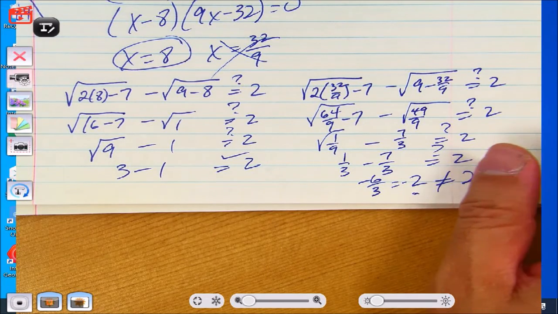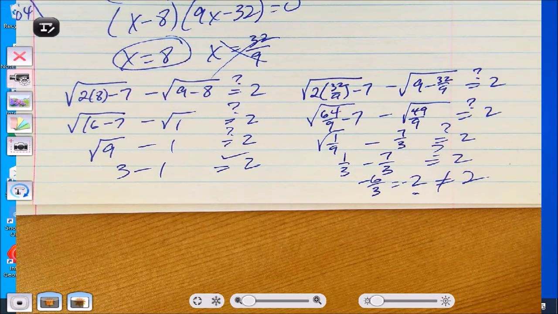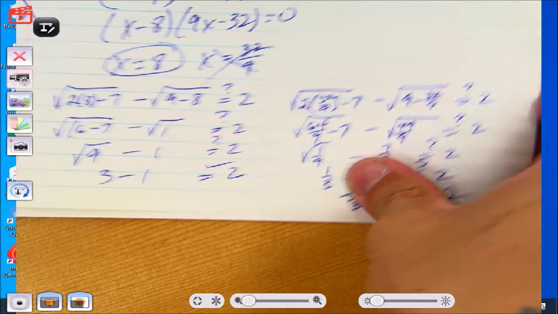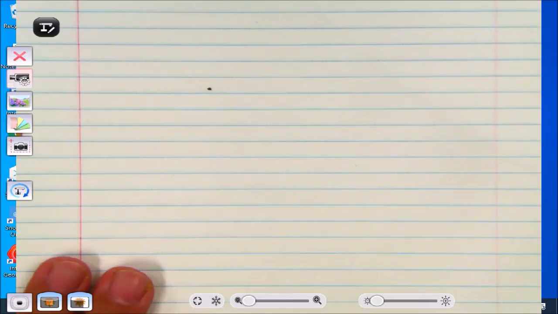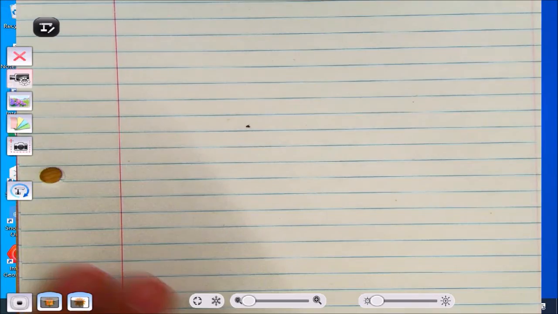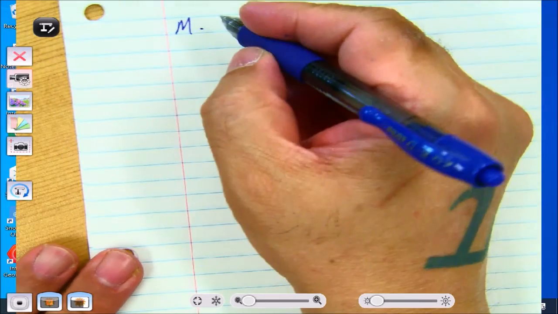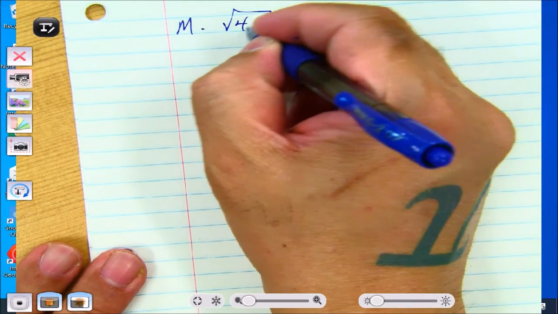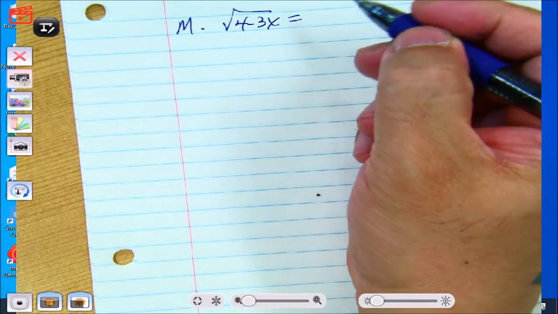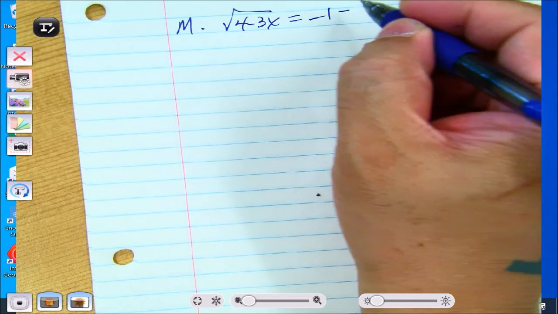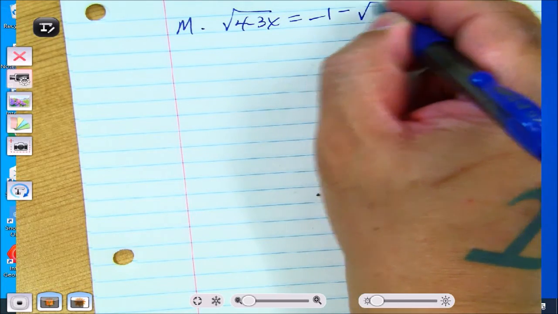All right, ready? Moving on. Example M. I promise example M is short. Example N is not though. Example M: square root of 4 minus 3x equals negative 1 minus square root of 2 minus 2x.